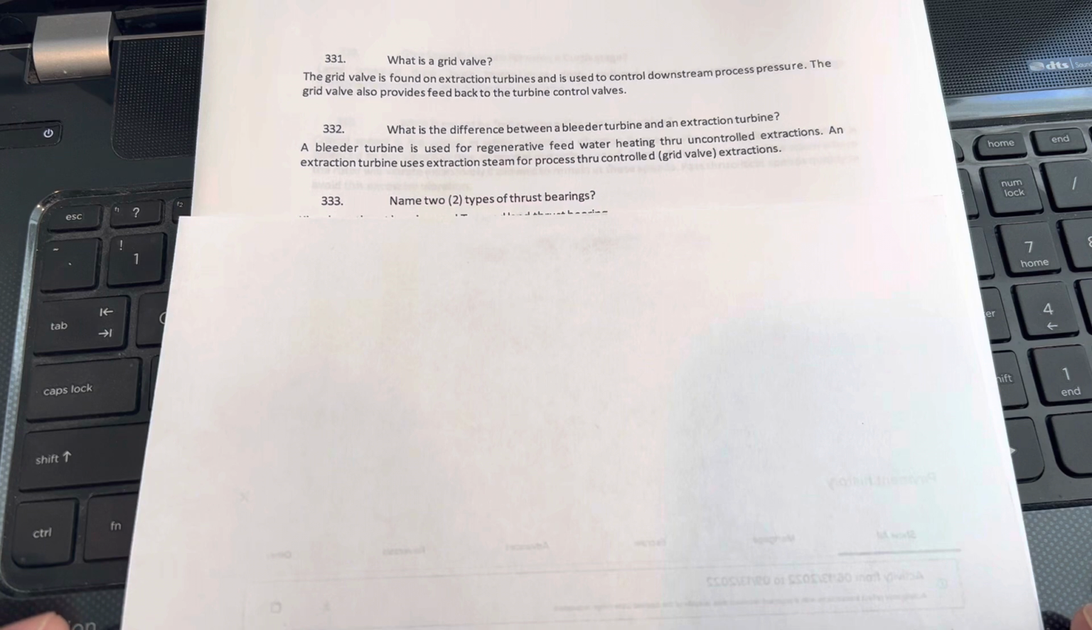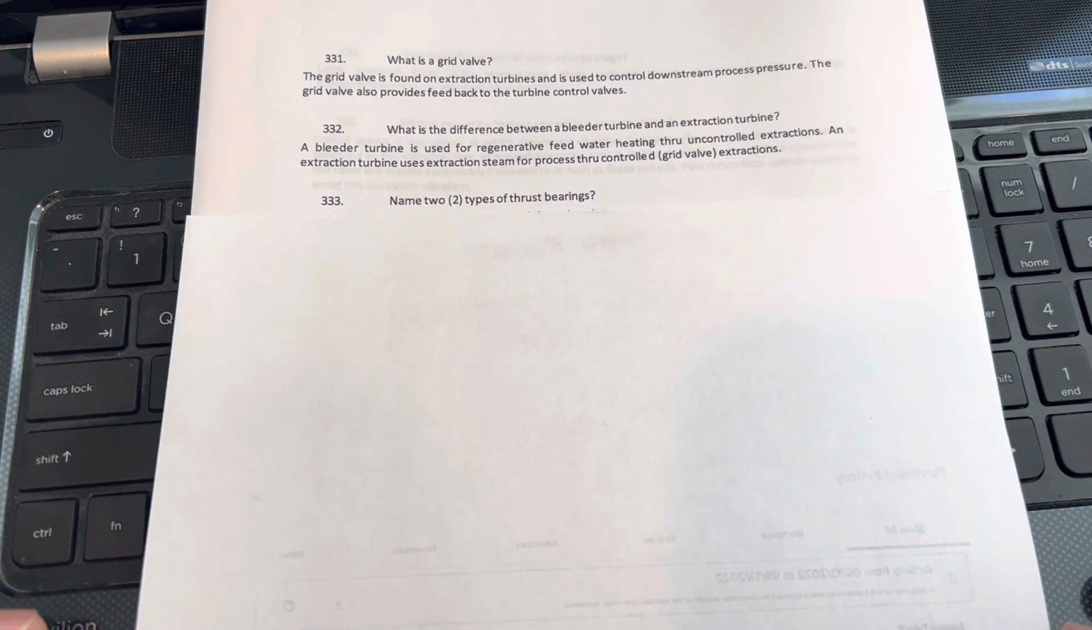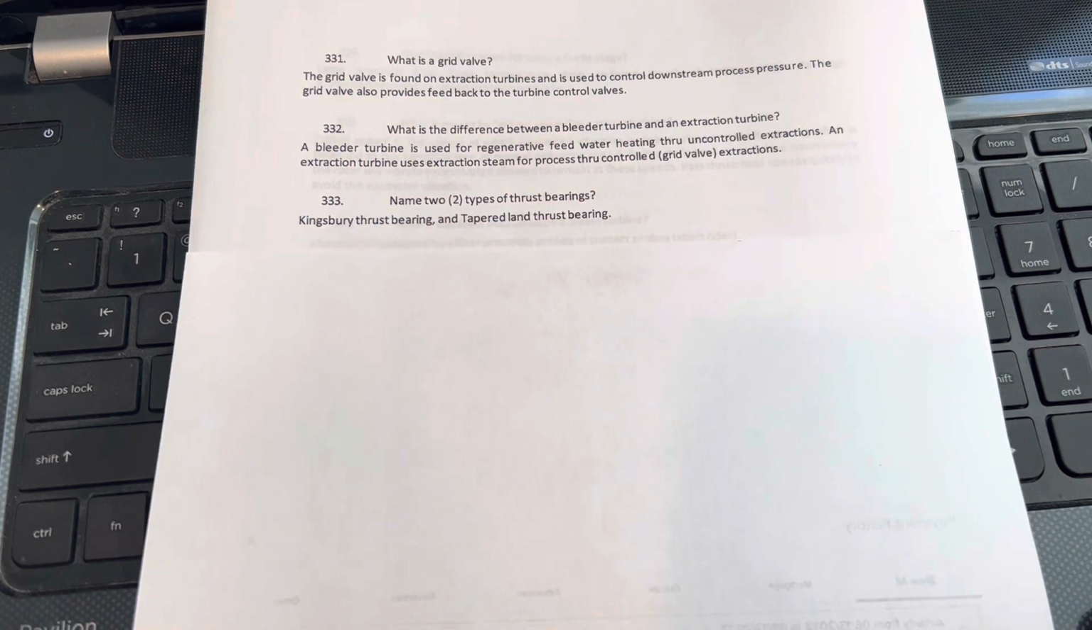Name two types of thrust bearings. That's a very common question, okay guys? Name two types of thrust bearings. Kingsbury thrust bearing and Tapperland thrust bearing.